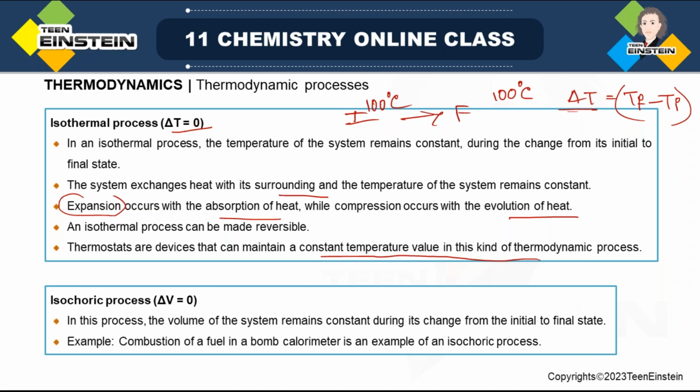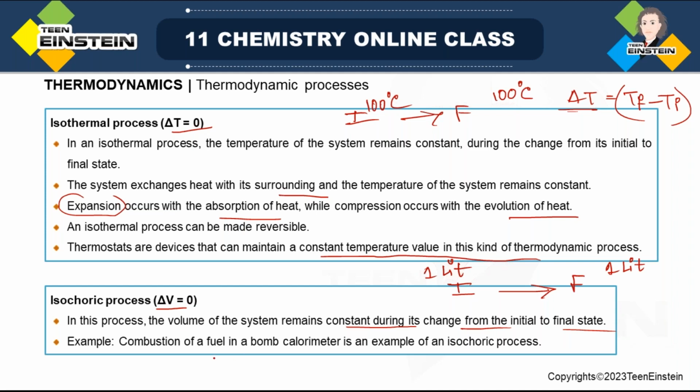Then isochoric process. Now just like del T is 0, it is now del V is 0. So no change in volume. In this process, the volume of the system remains constant during its change from initial to final state. So suppose in the initial state there is some gas and its volume is 1 liter. In the final state also the same volume must be present. Then only it is isochoric.